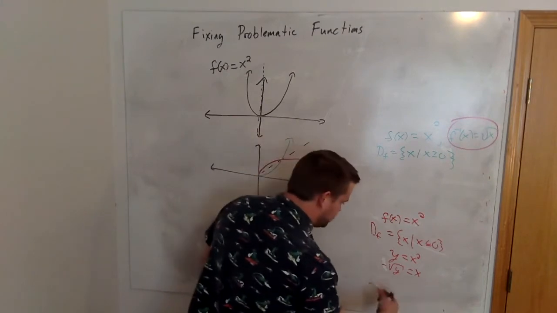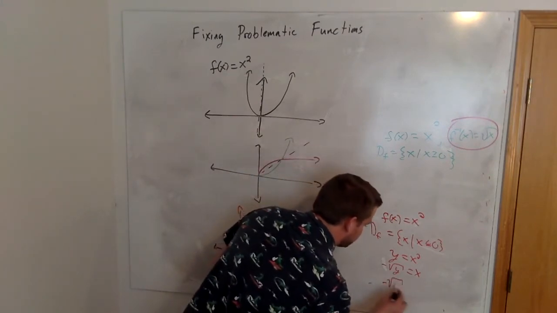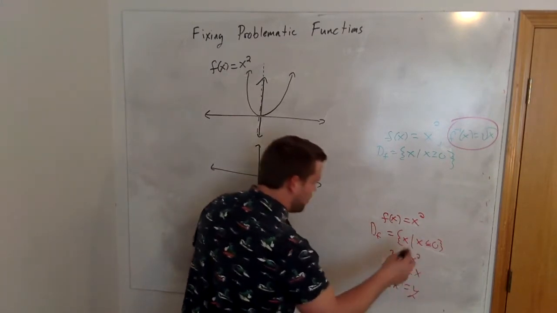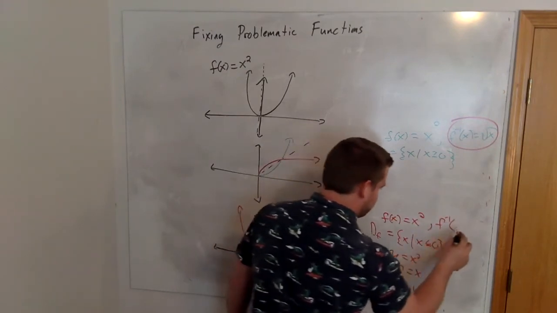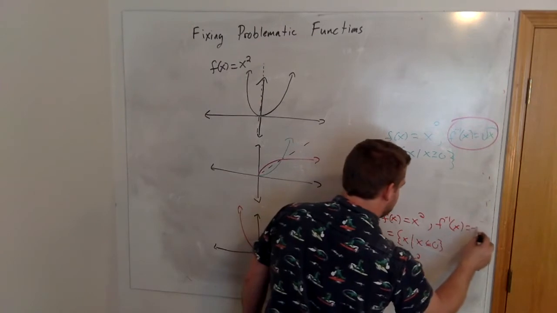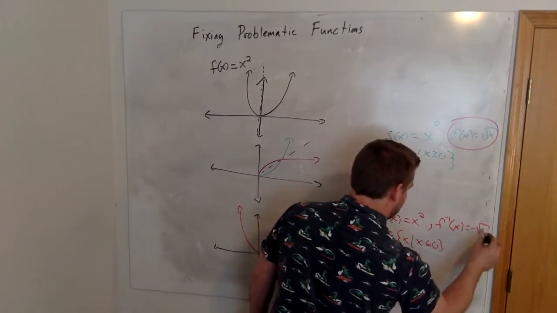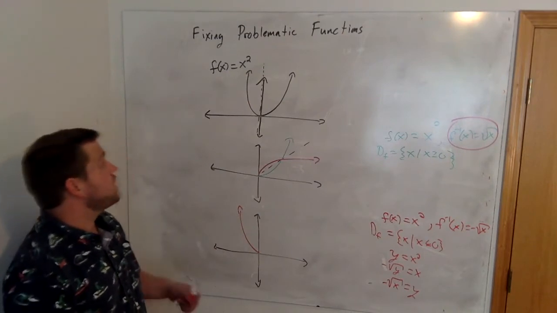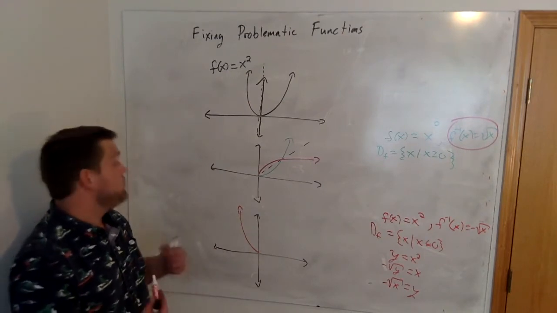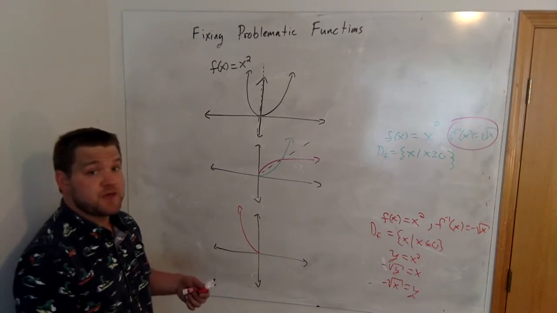From here I'll flip-flop the x's and y's, so I'll get the negative square root of x is equal to y, or we'll have that the inverse function for this domain restriction is equal to the negative square root of x. So the inverse for non-one-to-one functions depends on how you want to chop up the domain.